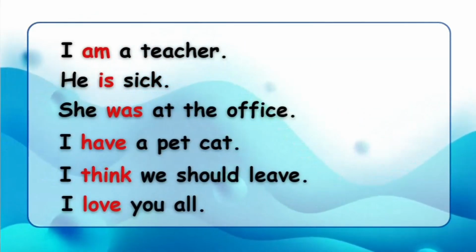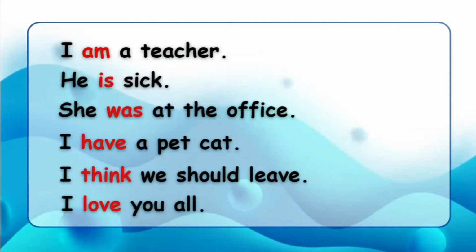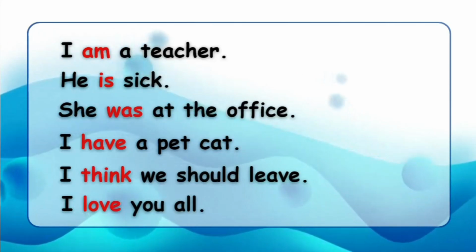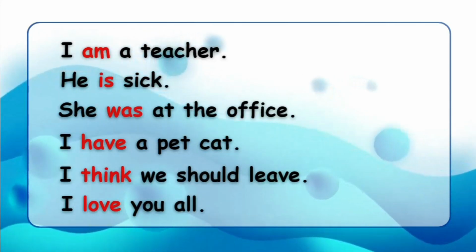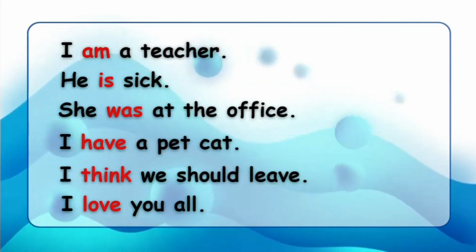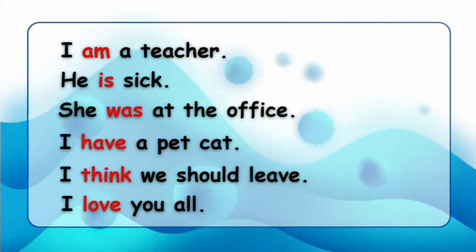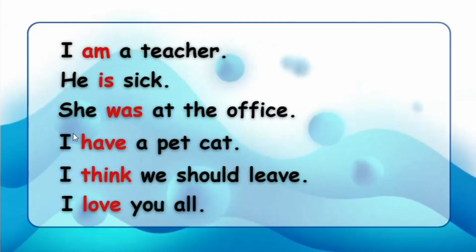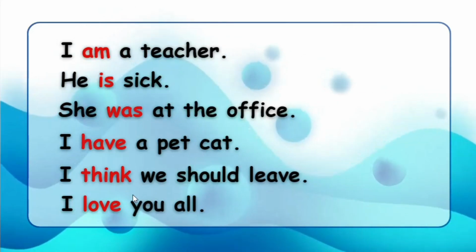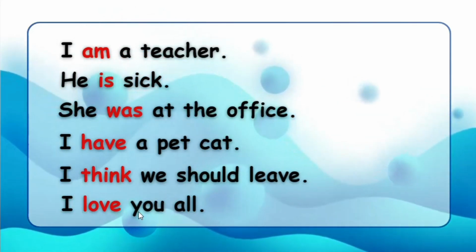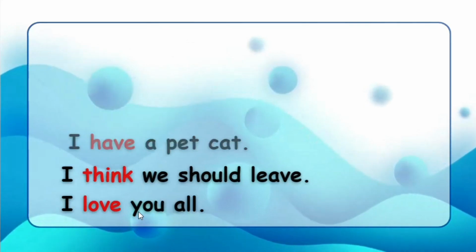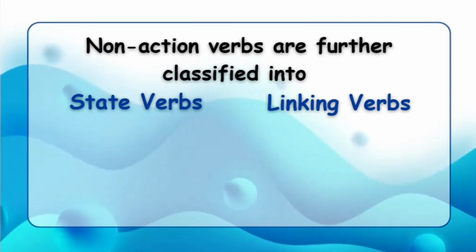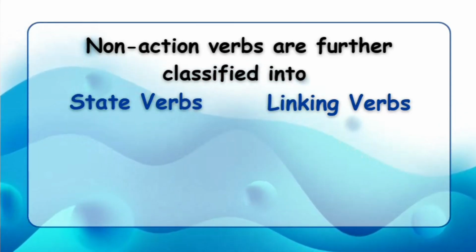See these examples, please. If I say, I'm a teacher, he's sick, she was at the office, I have a pet cat, I think we should leave, and I love you. In all these sentences, we do not have any action, but we have verbs. The words am, is, was, have, think, and love. They all are working as main verbs here, but they are not showing any action, right? So they are non-action verbs, and non-action verbs are further classified into two groups, state verbs and linking verbs.